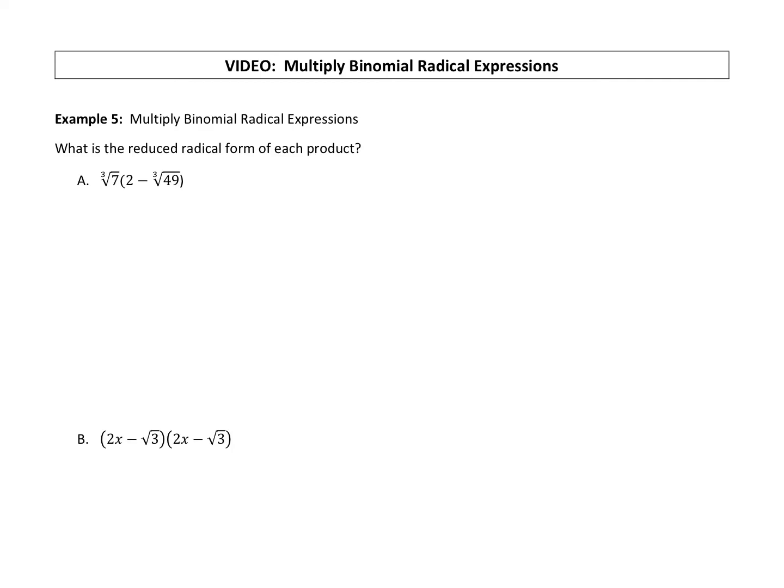All right, we're going to work on multiply binomial radical expressions. This is going to work just the way you would think it does. We've got a binomial right here. We're multiplying it by a cube root of 7. So we're going to distribute.